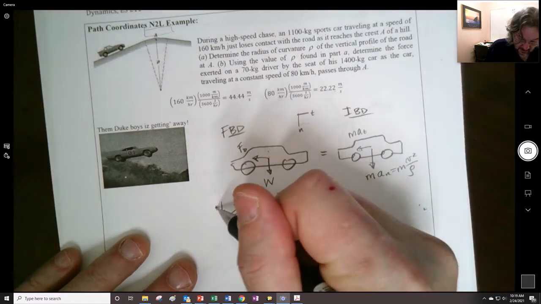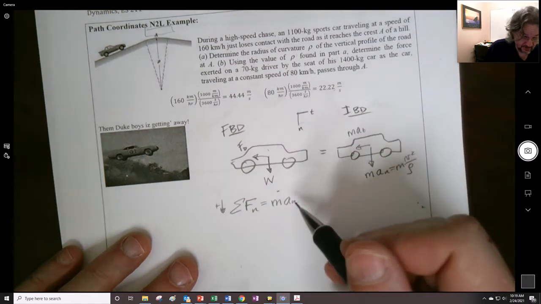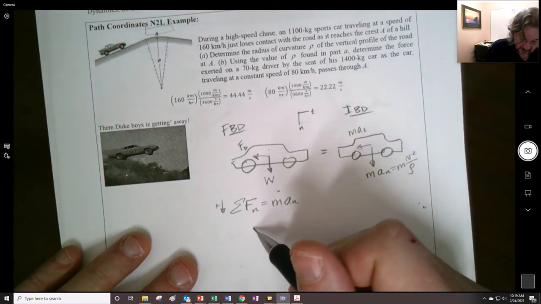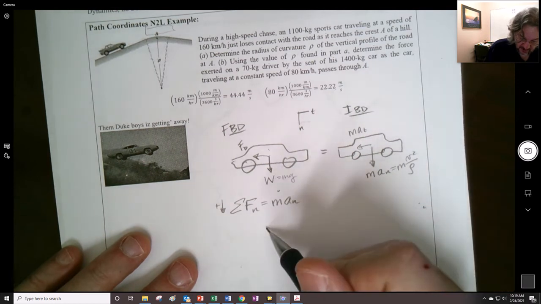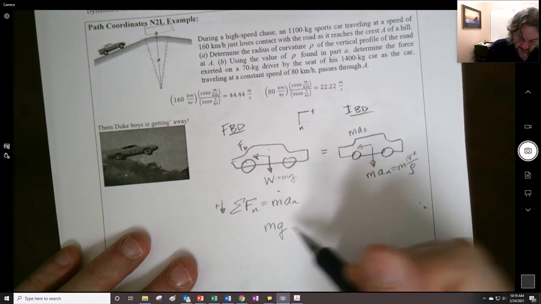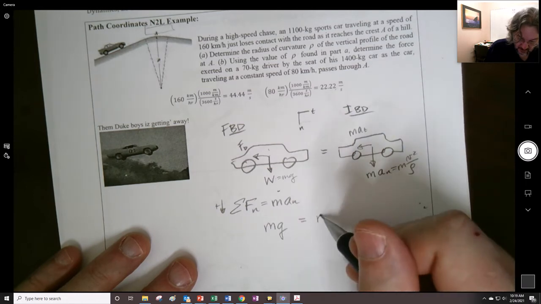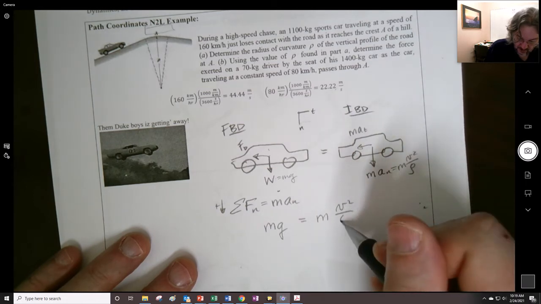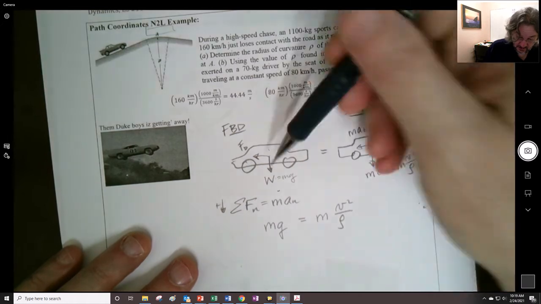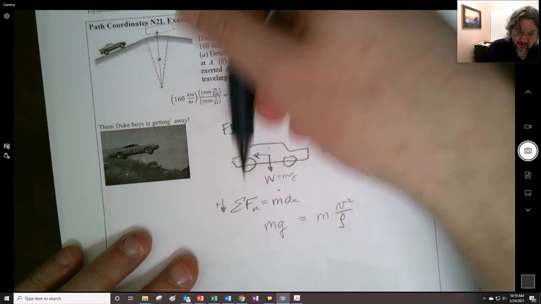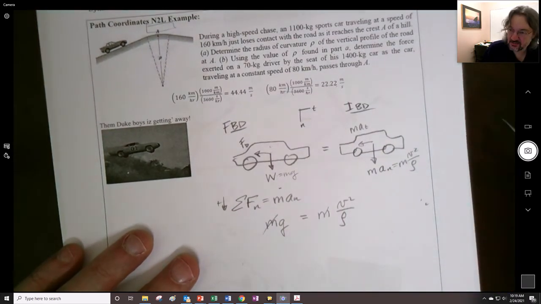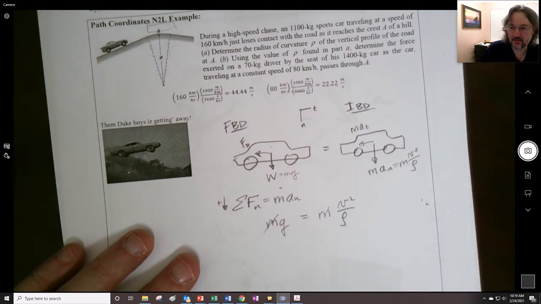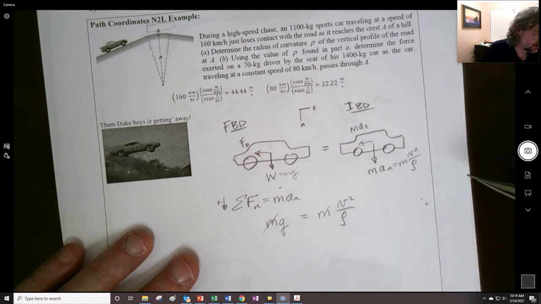And here's where positive is, according to us. So we go ahead and take this weight, which is going to be mass times gravity. Interestingly enough, mass times gravity is going to be equal to mass times velocity squared over rho. The only thing that's happening in the vertical direction in this scenario is that mass cancels out. It didn't matter how much the car weighed. Wow, that doesn't seem like it makes sense, but it's right there. It's built right into that.